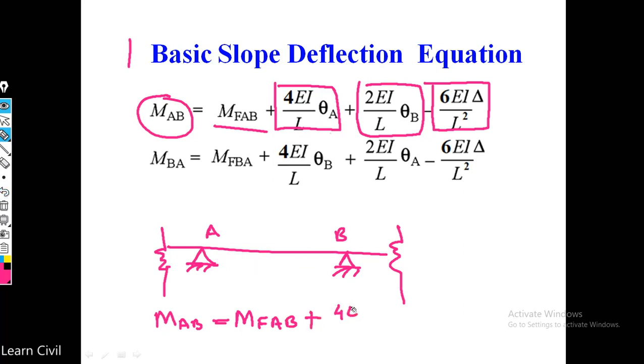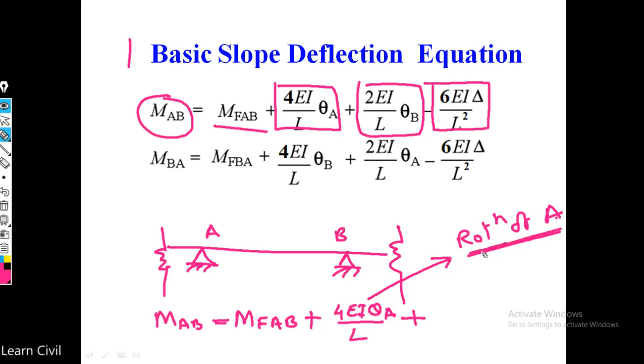So this 4 EI theta A upon L is the moment which is developed due to rotation of joint A. It is the moment developed due to rotation of the near end, because for this beam AB, to find the final end moment AB, the near end will be joint A. Therefore this is the sum of fixed end moment MFAB plus the bending moment developed due to rotation of the near end.